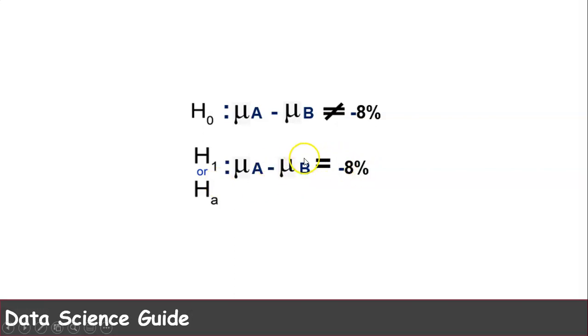And we can swap these two if we want. We can say mu B minus mu A equals 8%. So we can get rid of the minus if we want. And the opposite here in the null hypothesis, so mu A minus mu B doesn't equal minus 8%. So let's switch to Microsoft Excel to test this hypothesis.